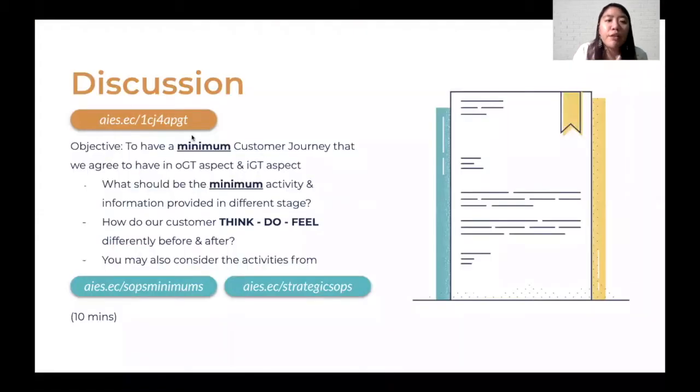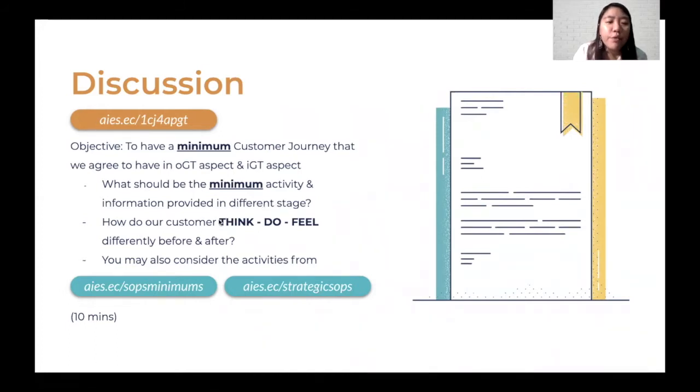So go back to this same sheet again, but now I will separate you into OGT and IGT, and you will have some time to discuss together to define the minimum customer journey that we agree to have in the OGT and IGT aspects. Looking into a few things. First one is what should be the minimum activities and information provided in different stages, okay? From the review that you have right now.